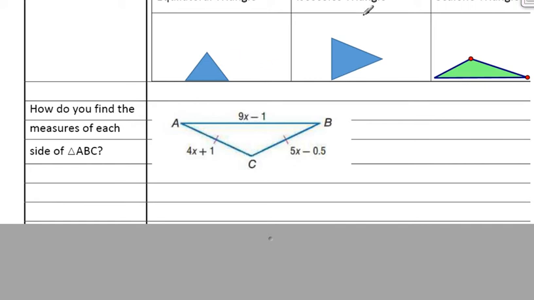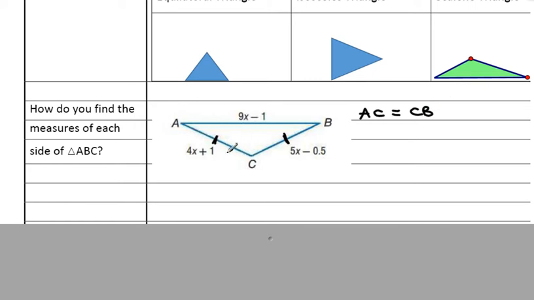So now we're going to look at the vocabulary of triangles as it applies to algebra. So the question is, how do you find the measures of each side of triangle ABC? Well, if we look at triangle ABC, we see that side AC is congruent to side CB. So in order to find out what each side is equal to, we have to figure out what x is. And we're going to use the information that AC is equal to CB.